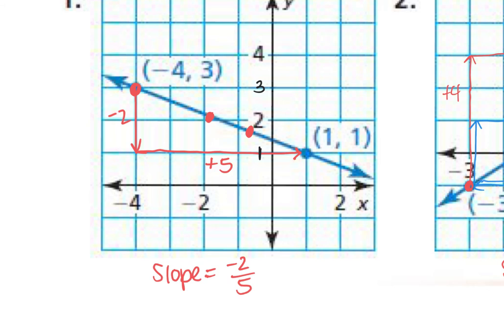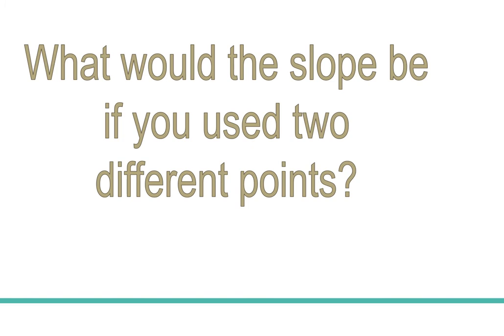The point I'm trying to get at, guys, is the slope of a line is going to be the same no matter what points you pick. So if we go up a certain amount and over a certain amount, our slope is still going to be negative 2 over 5. No matter what 2 points you pick on any line, it's going to be the same for that same line, okay? Think about this for 30 seconds on your own.